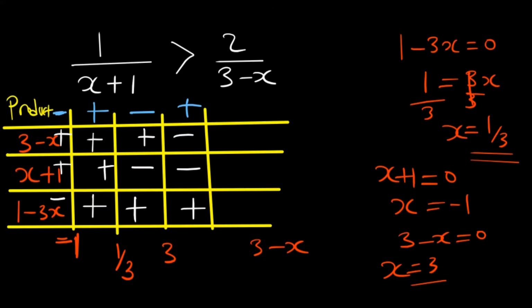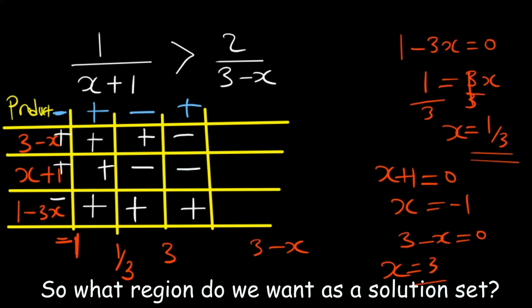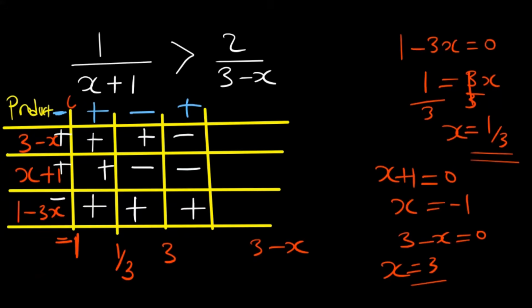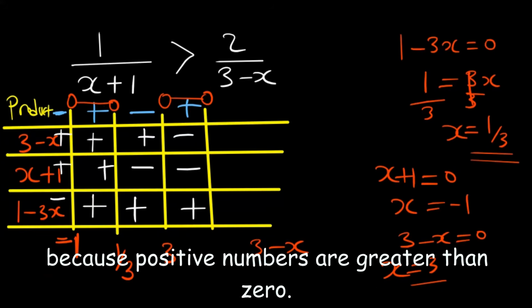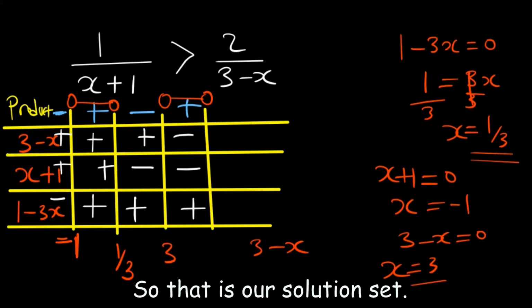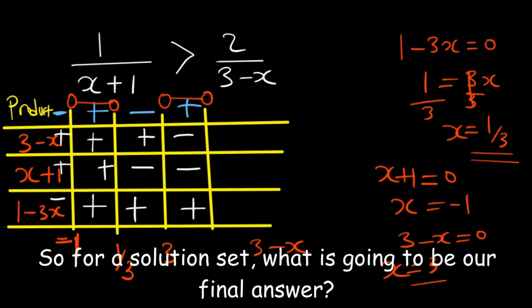Now since we want numbers that are greater than 0, mind you, when this one came to the other side, we remained with a 0 this side. So we just want numbers that are greater than 0. Numbers that are greater than 0 are positive numbers. So what region do we want as a solution set? We only want from here to there. This is positive, and from there to there, because positive numbers are greater than 0. So that is our solution set. So for our solution set, what is going to be our final answer?